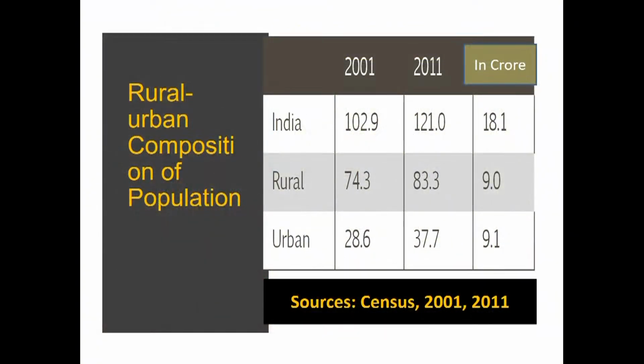If we talk about rural urban composition, in the 2001 census it was 74.3, while urban population was 28.6. For the 2011 census it is now 83.3, while urban population is 37.7%.